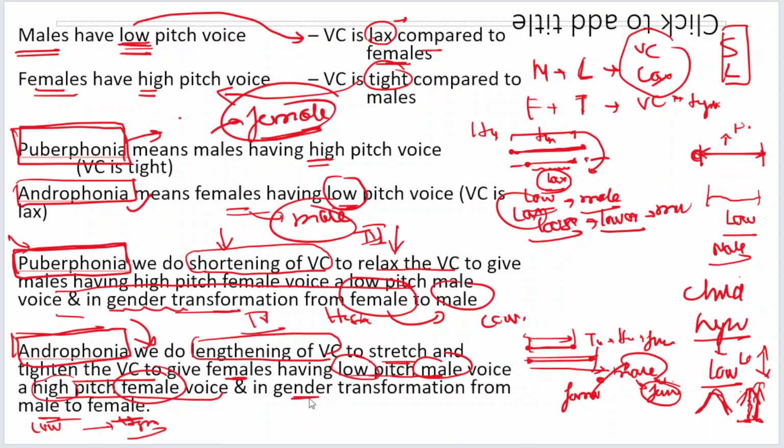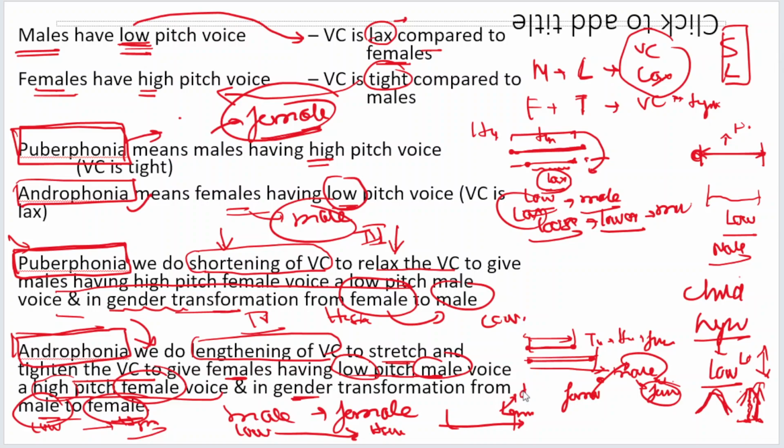This is done in androphonia. And in gender transformation, from female to male, and male to female. Okay, you are transforming the gender of the person from male to female. So males have a low pitch voice, you want to bring it to a high pitch voice. You increase the length of the vocal cord, lengthening of the vocal cord. Why? Because you want to increase the tension. If you increase tension, you will get a high pitch voice, female voice. So this is a little bit confusing. You may have to go again and again, so that it is understood.